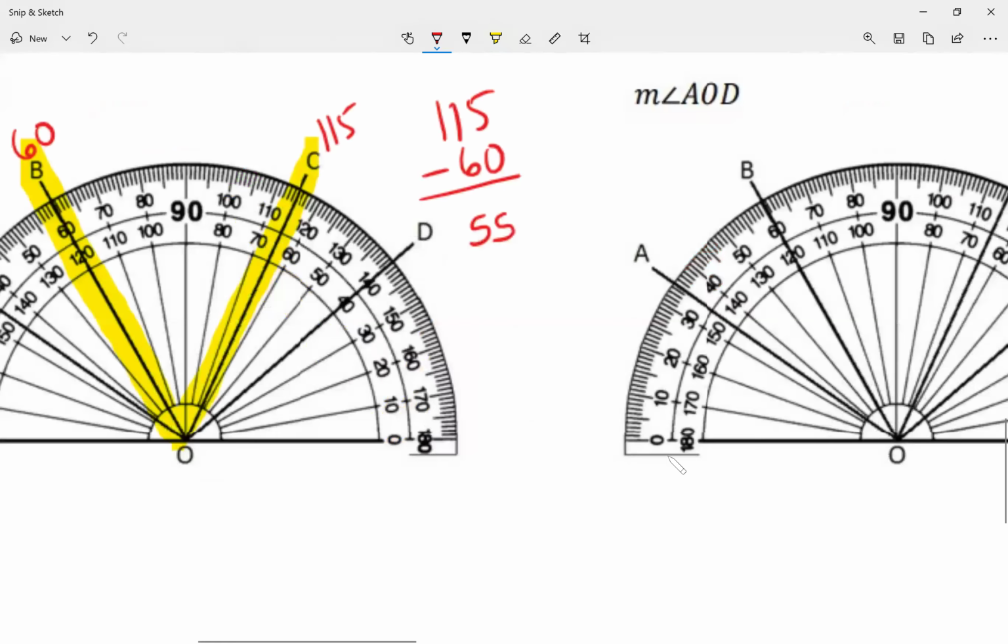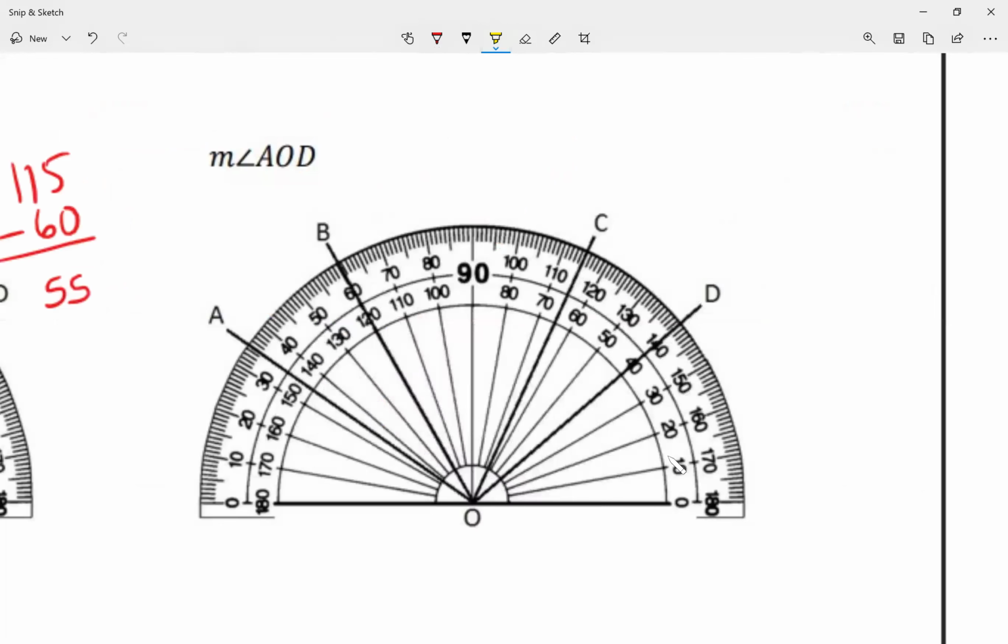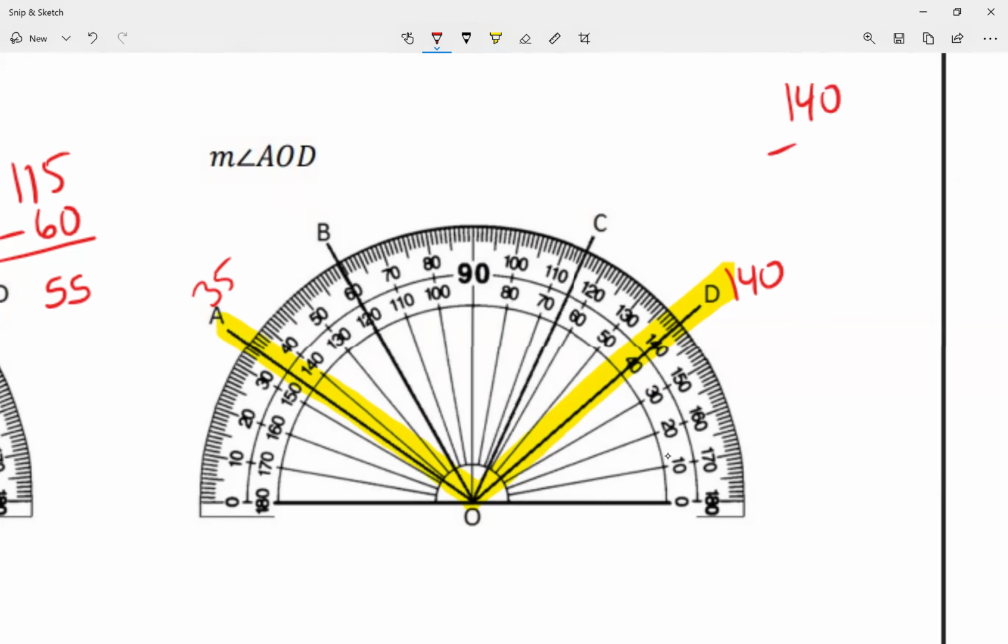And lastly, well, for angles, AOD. So I'm going to connect A with O and D. So I'm talking about this angle. If I'm going to use outside numbers, I see that A crosses at 35 degrees and D crosses at 140. So for me to know that angle, I'm going to go 140 minus 35. And that gives me 105. Only outside numbers or only inside numbers?